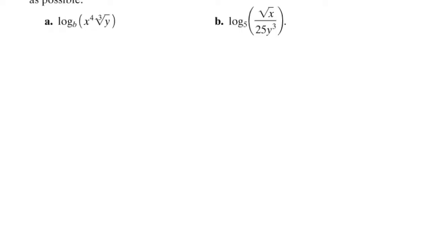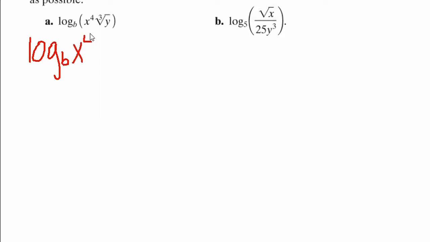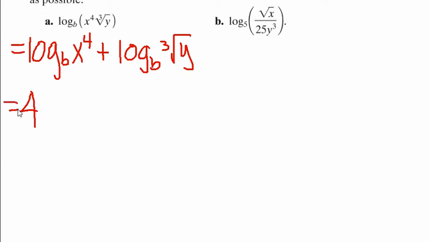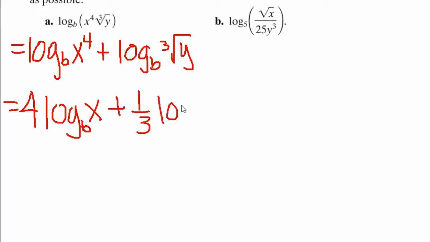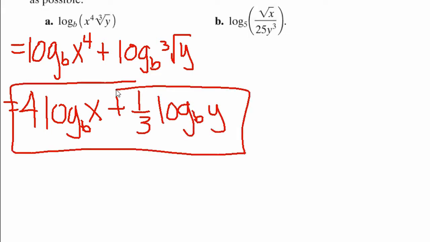All right, so you should be hitting play to check your answers. So I'm going to break apart the multiplication using addition. The 4 comes in front. And that cubed root is really a 1/3, so I'm going to bring the 1/3 in front. On the previous ones, I wrote that as a separate step, but feel free to just go ahead and apply it as bringing it down in front of the logarithm.